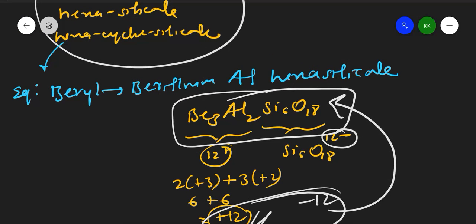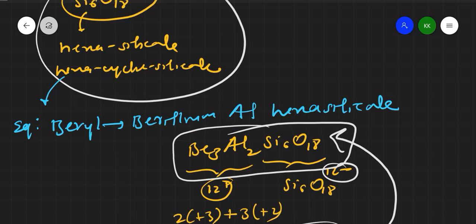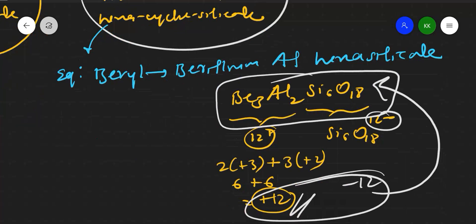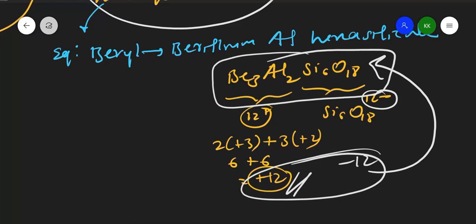So these are a few examples, right? These are the minerals. This is how they will exist in the soil, earth, earth crust, right? So this is about cyclic silicate. In the next class, let us discuss chain silicate.